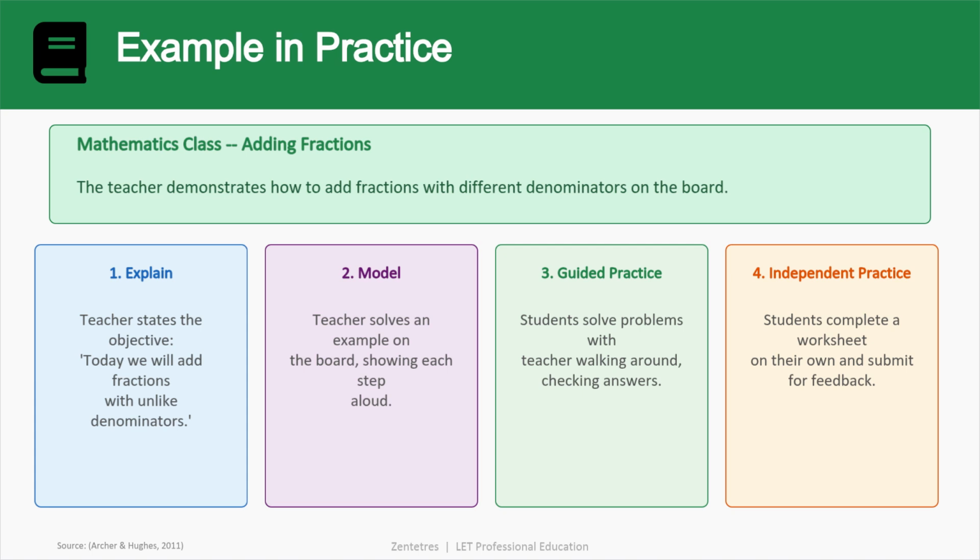The teacher then thinks aloud. First, I need to find the lowest common denominator. The denominators are 2 and 3, so the LCD is 6. I convert 1/2 to 3/6 and 1/3 to 2/6.